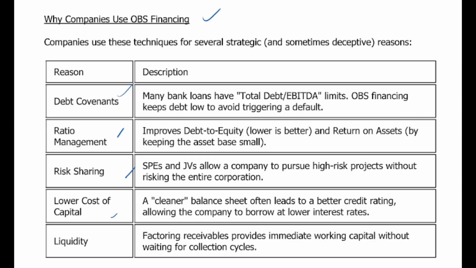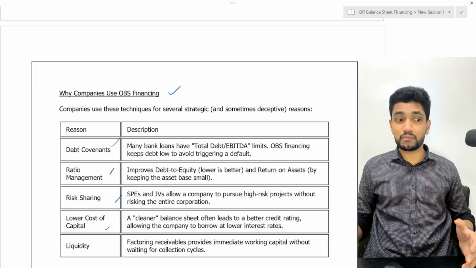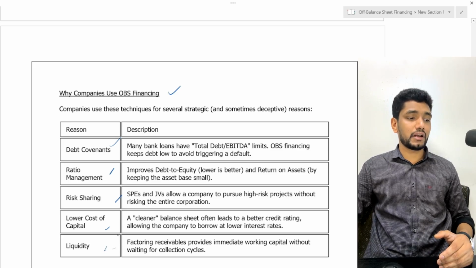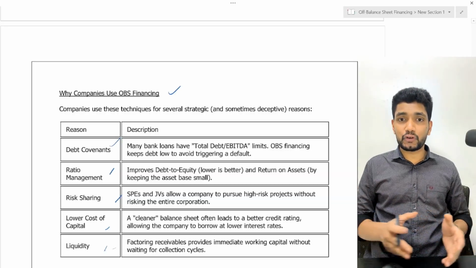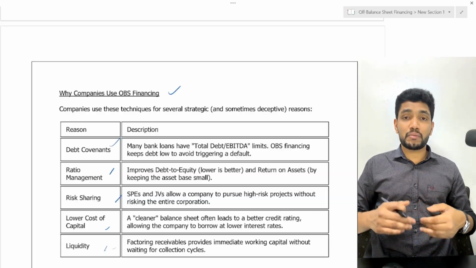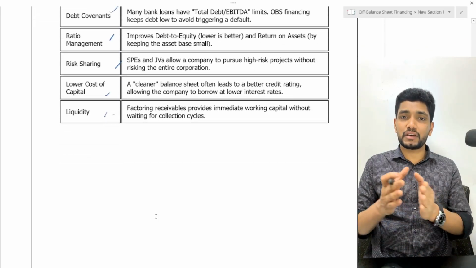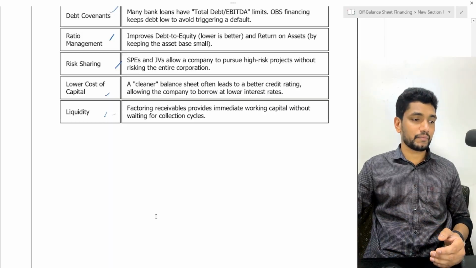Again, the lower cost of capital. With off balance sheet financing, the balance sheet can appear cleaner and more attractive. So it can attract new investment opportunities, and definitely it will help to reduce the cost of capital. Then finally, liquidity. The factoring of receivables is an example of liquidity. If a company needs immediate money, it can factor its receivables to a factoring agent and immediately liquidate its receivables.